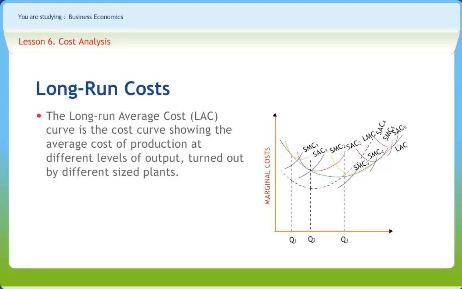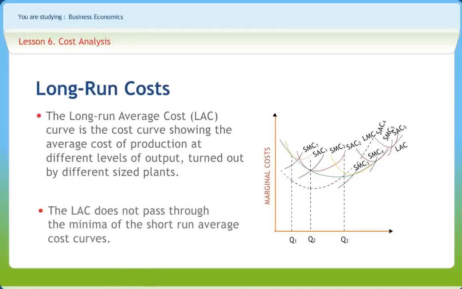The LAC turns out to be an envelope curve. That is, it is tangential to different short-run cost curves appropriate to different sized plants. In the general case, the LAC does not pass through minima of the short-run average cost curves. However, if the SAC curves have steep negative slope followed by sharp upturns at full capacity output, which is also the minimum cost position, and if the slope of the LAC curve is flat, then the latter virtually passes through the minima of the short-run curves.